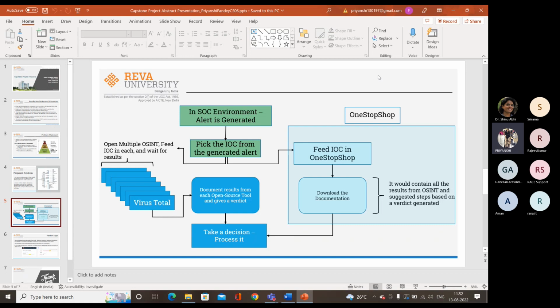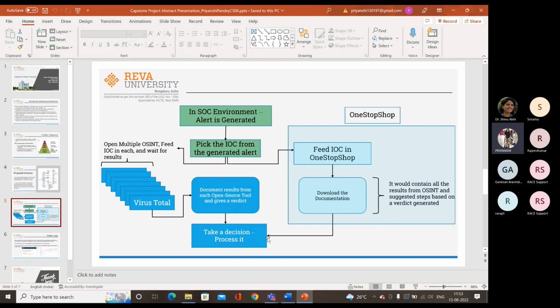And here's a diagram that I have tried to make. If you look at the flowchart, starting in a SOC environment, an alert is generated, and we pick the IOC from the generated alert. As today's practice, we open multiple OSINT tools, feed the IOC into each of them, wait for the result, document each result, give a verdict, and take a decision and process it. However, with this one-stop shop solution that I'm aiming at, we would just pick the IOC, put it in the one-stop shop, and we would have the documentation ready and the verdict ready.